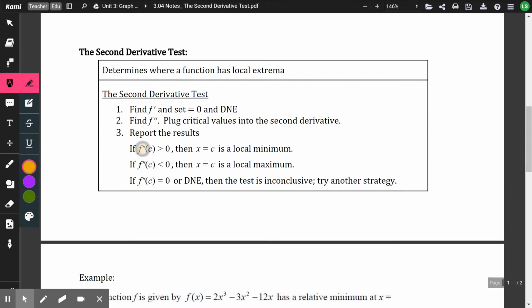If the second derivative at the critical value ends up being positive, we have a concave up section of the graph, and we're dealing with a local minimum. If the second derivative is negative, then we have a concave down portion, and we're working with a local maximum. If, however, we notice that f prime equals 0 or does not exist, then we're dealing with a situation where our second derivative is not useful for us, maybe because there's a corner or a cusp or some sort of discontinuity. So we're going to have to try another strategy, like maybe going back to that first derivative test to help us analyze where the local extrema may happen.